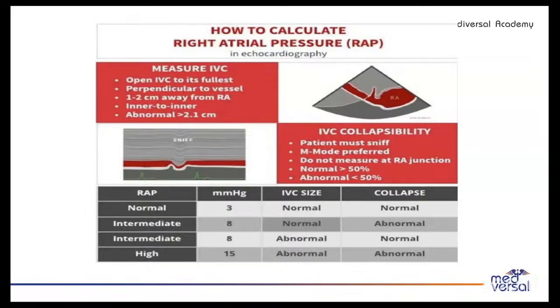Generally in ICUs, they measure IVC size to monitor hydration status. It is helpful for critical care people to assess hydration, to assess right ventricular pressures, and for monitoring fluid balance.